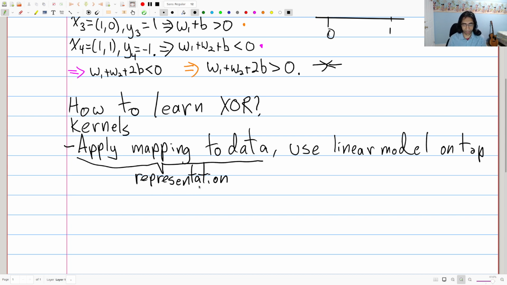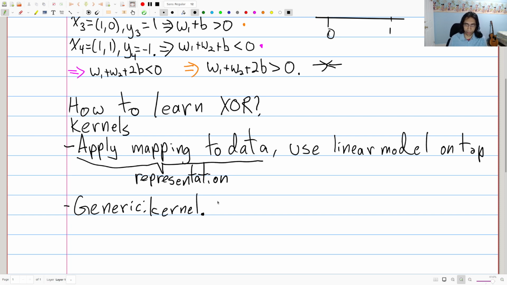So representations are really what matter. If you manage to find the right representation of your data, then you can use a linear model or a very simple model on top of it, and it'll be super, super easy. The generic way to do this is using kernels. That is, there's a toolbox of common kernels that you can just apply to your data, and this will give you something nice.